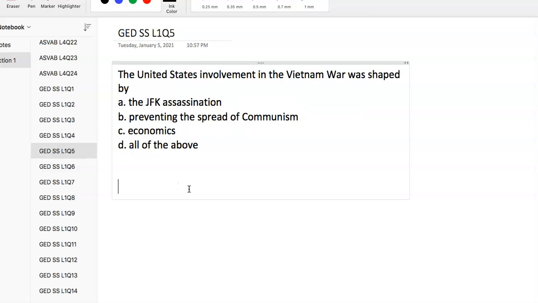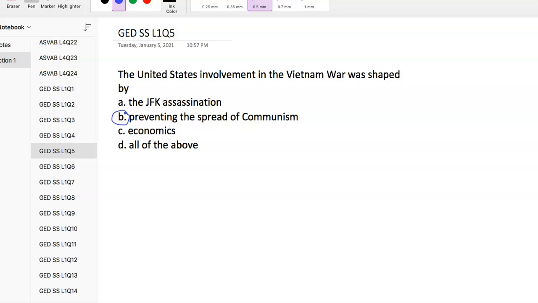Question 5. The U.S. involvement in the Vietnam War was shaped by the JFK assassination, preventing the spread of communism, economics, all of the above. So we want to know, this concept is tested. You just see it show up in one form or another pretty consistently.